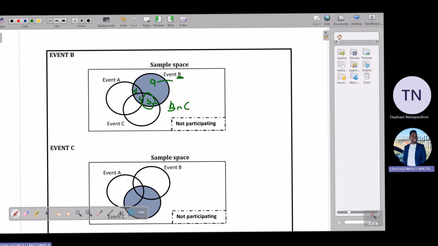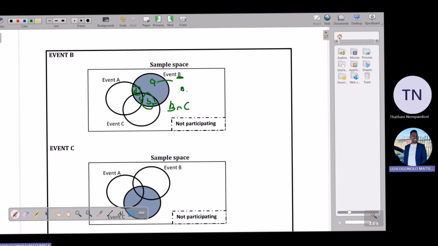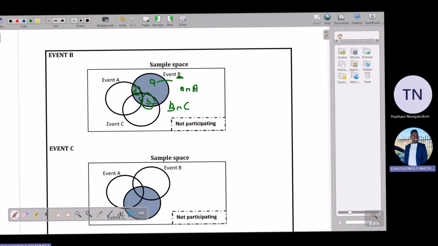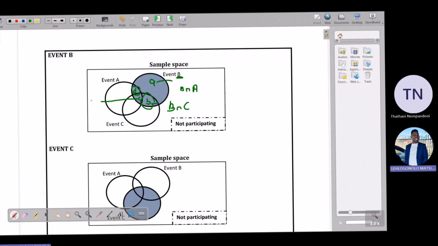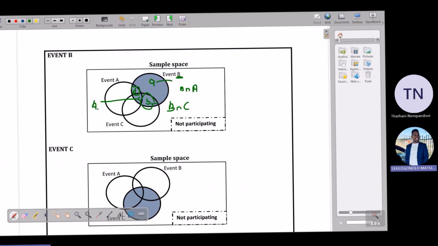Then D represents those who are participating in event A and also event B, so it's the probability of A and B or B and A. Then what does the small part C represent? It represents the number of participants who are participating in all the three. They are participating in event A, they are also participating in event B, and they are also participating in event C. So they are participating in all the three events.